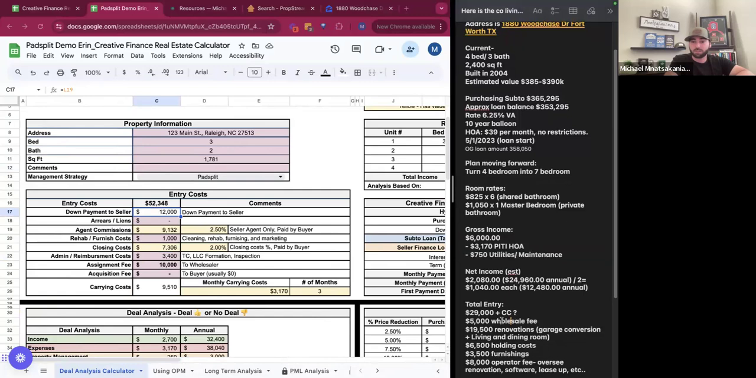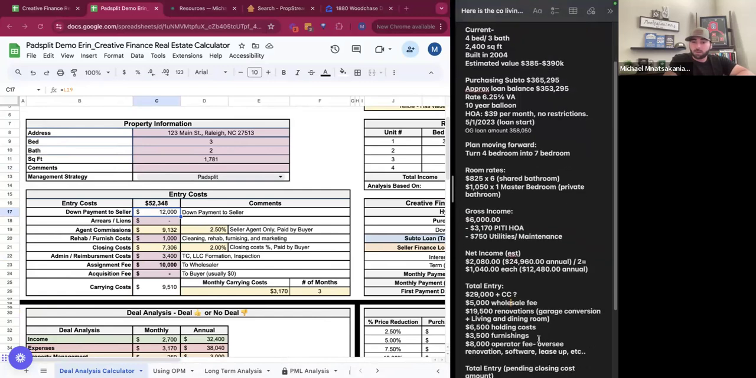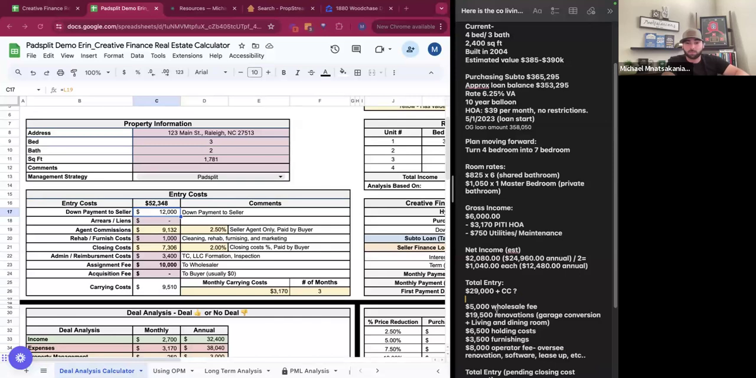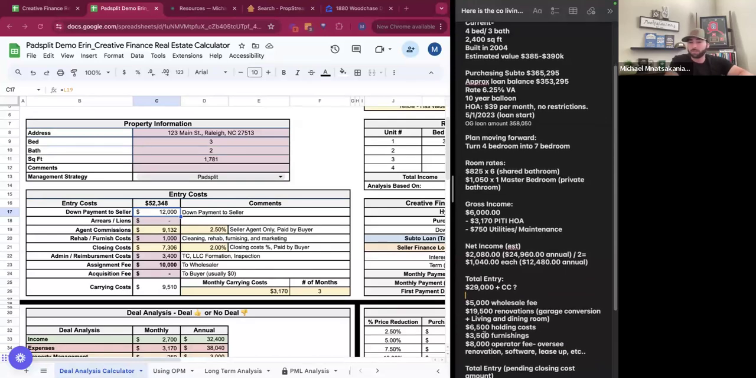$5,000 for wholesale fee. I don't know what this breakdown is. So $8,000 operator fee, $3,500 furnishing, $6,500 holding costs, renovations, wholesale fee. Okay. I don't know if this is the $29,000. No, because this is way more than $29,000. So it's $29,000 plus all this other stuff, potentially.